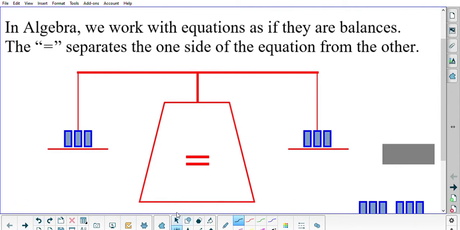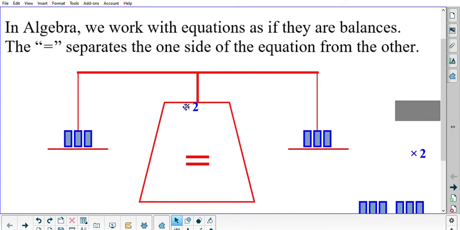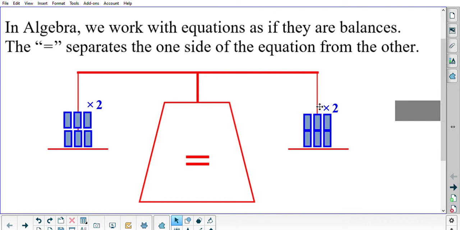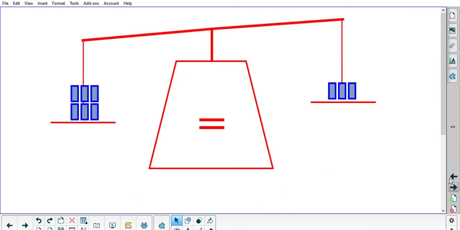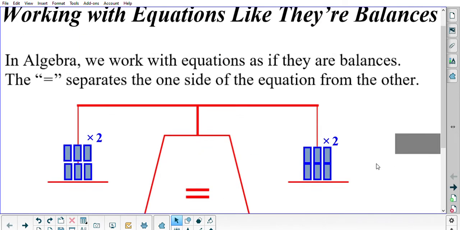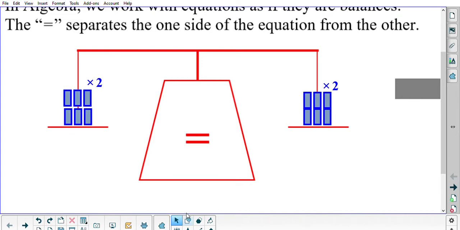If I double the amount that I'm going to put on the left, which would make the 3 weights turn into 6 weights, then I have to double the amount on the right side. Again, if I don't do that, then they won't stay balanced. And so we are going to be treating equations like they are balances, where the equal sign, which we always see in an algebraic equation, or any kind of equation for that matter, separates the left side from the right side.